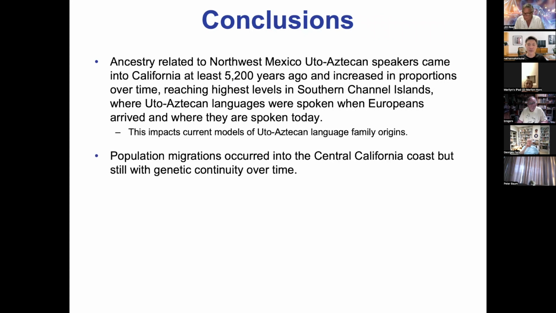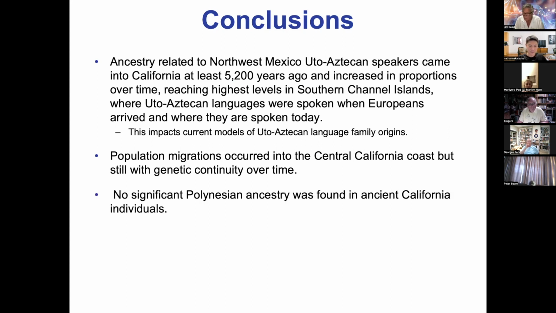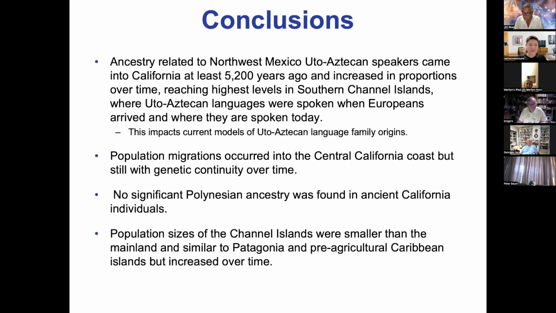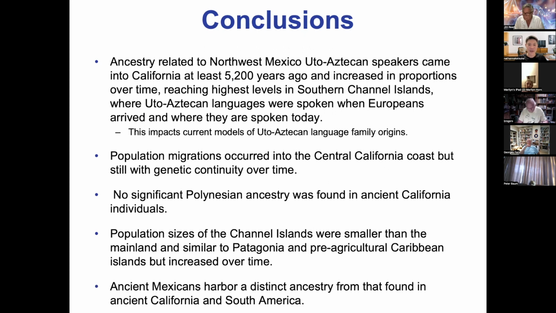We find that population migrations occurred into the Central California coast, consistent with the arrival of the Utian languages to the region and with prior genetic connection to an ancient language family. We find no significant Polynesian ancestry in the ancient California individuals, and we also find that population sizes of the Channel Islands were smaller than the mainland and similar to Patagonia and pre-agricultural Caribbean islands, but increased over time. We lastly find that ancient Mexicans harbor distinct ancestry from that found in ancient California and South America.